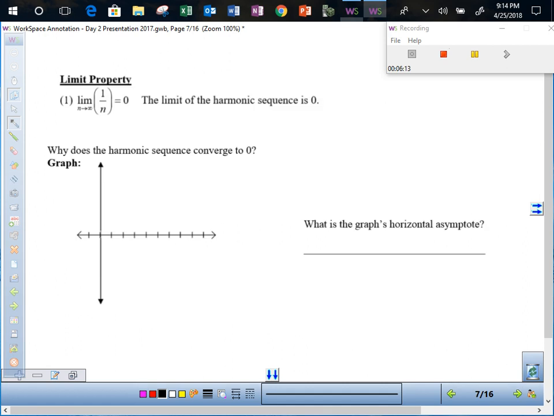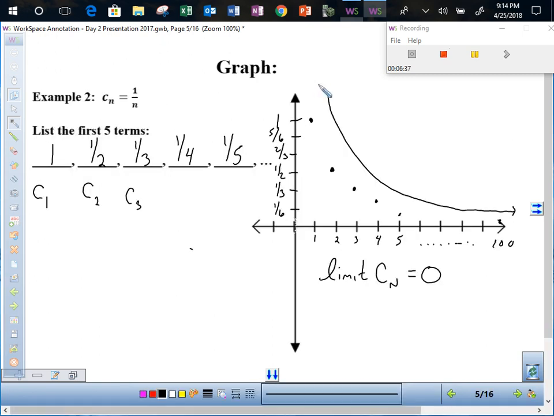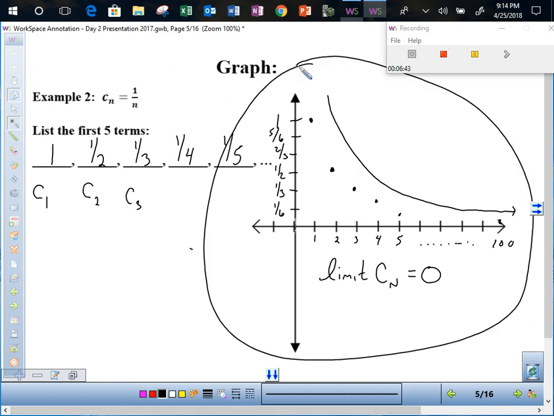The limit as n approaches infinity of 1 over n equals 0. Now, n approaches infinity means you're going to do this forever. 1, 2, 3, 4, 5, 10, 20, 100, 1,000, a million. So it's going to resemble the graph that we just did right here. Here's the graph of 1 over n. But instead of stopping at 5 or 100, I'm going to go to 1,000.